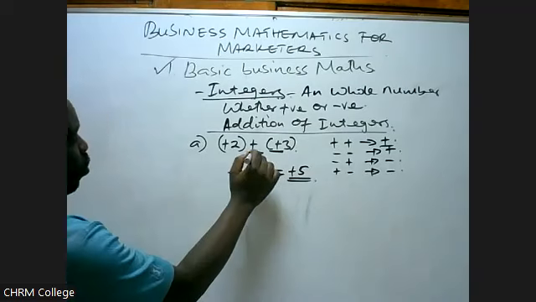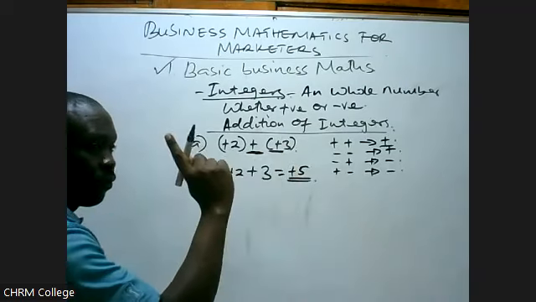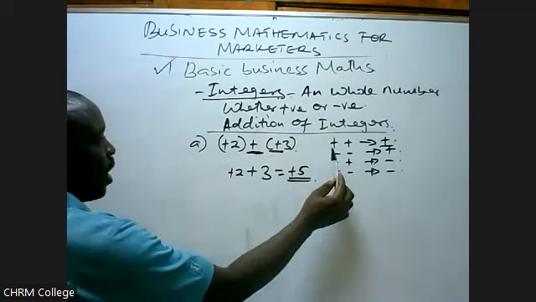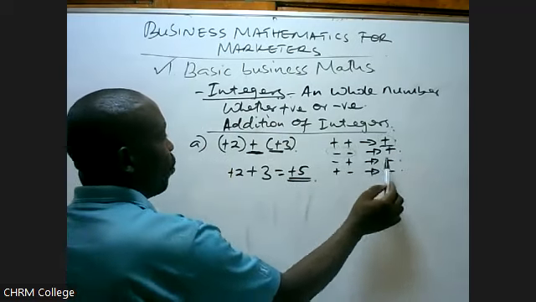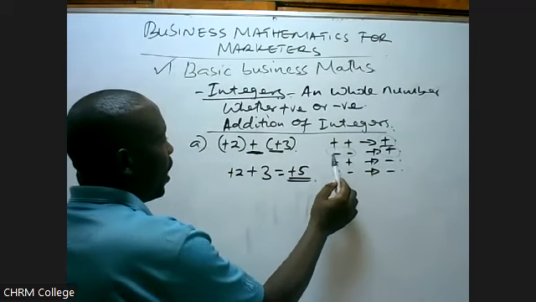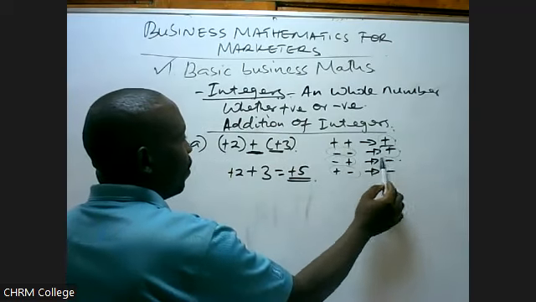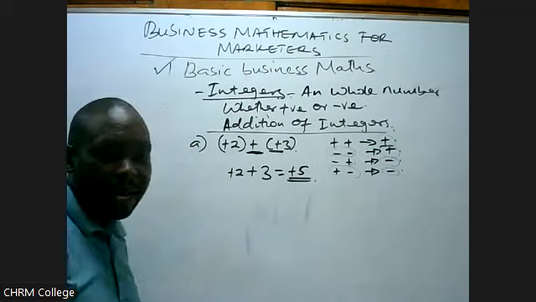So the key thing is to reduce these signs into one sign. When we have 2 positives, we can replace them with 1 positive. 2 negatives, we can replace with 1 positive. Negative positive or positive negative, we replace with the negative.